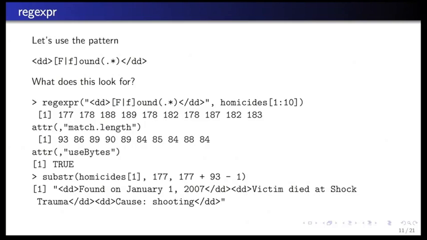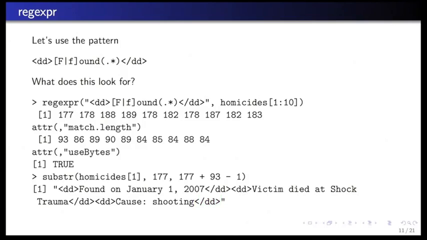But actually, the string is longer than I wanted it to be, right? I only wanted this part here, found on January 1st, 2007. But it actually got this other stuff here. And why is that? The reason is that when I use the dot star, the asterisk metacharacter is greedy, and so it's going to find the longest pattern it can that matches. Basically, it's saying I want a DD tag with a found, and then anything followed by a closed DD tag, right? So I got DD found, and then anything, and I close DD right here. So it grabs as much as it could while still satisfying the regular expression pattern, okay?